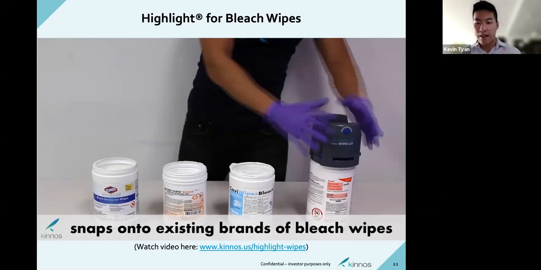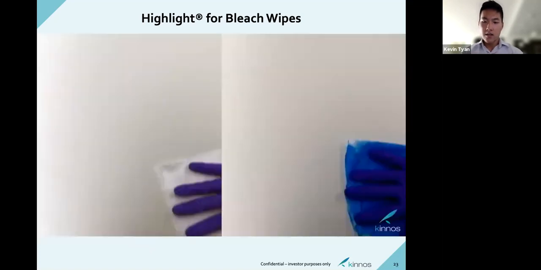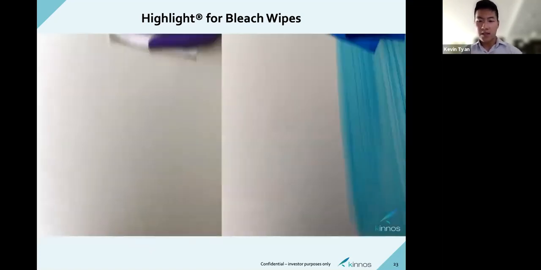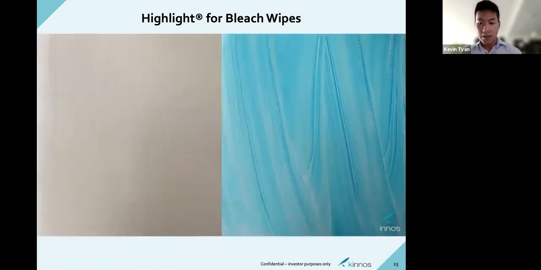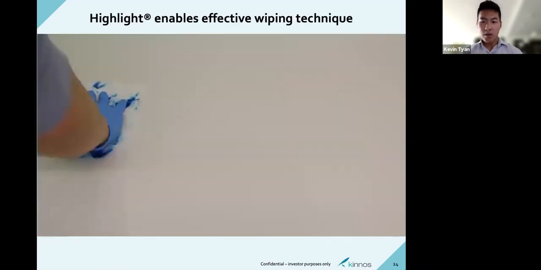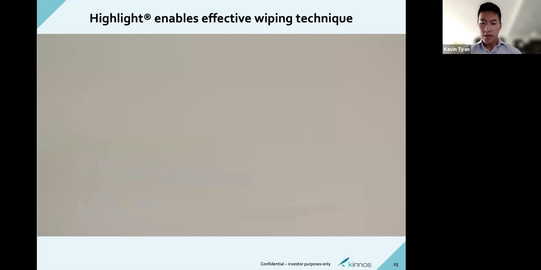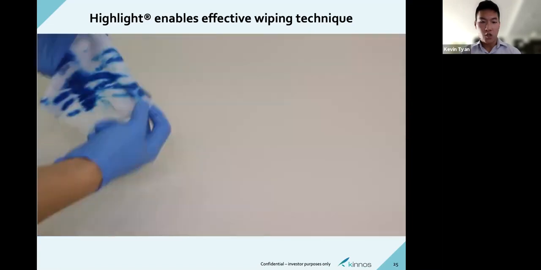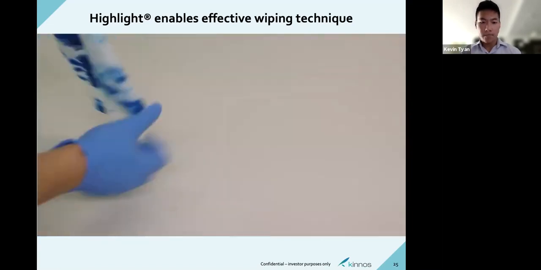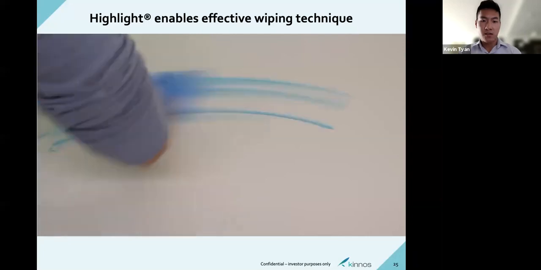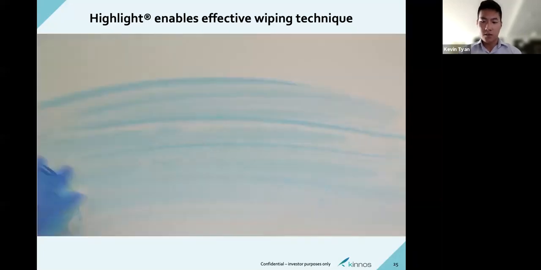So let's take a closer look at some of the evidence base around Highlight for bleach wipes and colorized disinfection. And so as you can see, there's a pretty stark improvement in visibility and coverage when you use Highlight. The color really enables effective wiping practice, wiping technique and good practice. And you can see in this example how obvious it becomes when a wipe is poorly used. You get streaks, you get gaps in coverage, missing spots. But with Highlight, we found that it provides this really crucial training with every use so that workers are empowered to achieve good coverage each time. And so as you can see, with multiple passes, you're able to adequately cover the entire surface.